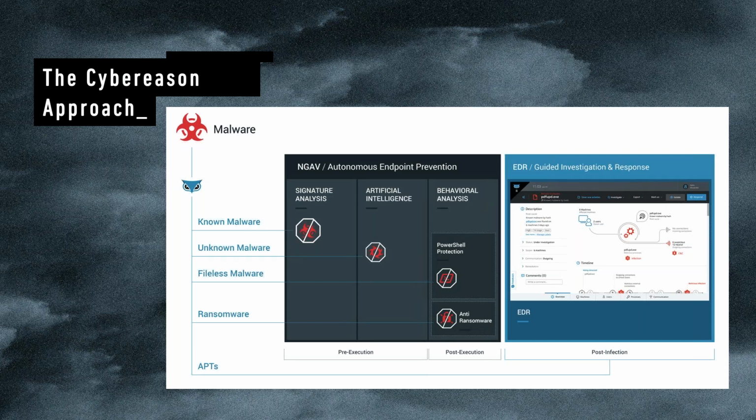So this diagram here kind of shows the whole Cybereason platform, all the possibilities within it that start with blocking known malware with signature analysis, layered with unknown malware blocked by our proprietary NGAV machine learning engine. And then the one that we're focusing on today is the behavioral analysis that is used to block fileless malware. You'll see after that there's also behavioral analysis to block ransomware, and then our whole EDR platform. That all sits behind this.